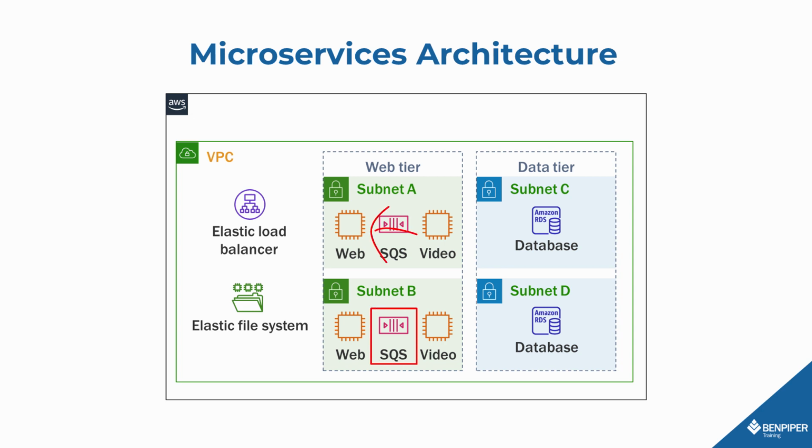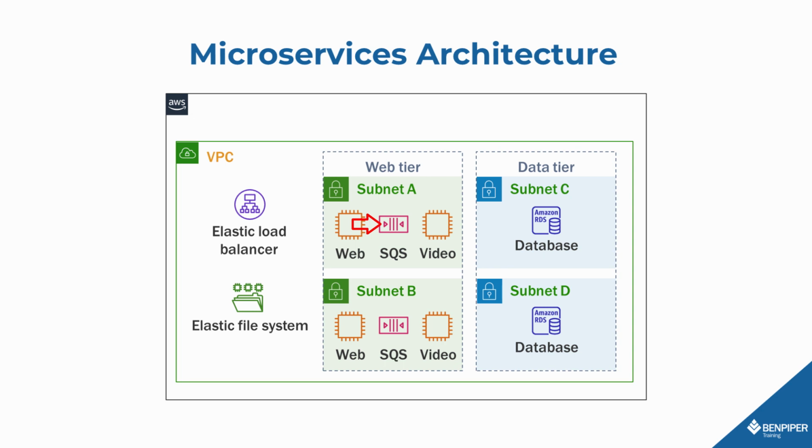That's where the simple queue service, or SQS, comes in. Essentially, SQS lets you pass messages between services. You start by creating a messaging queue. When the web server gets a request to process a video, it places a message in the queue with whatever information the video processing service needs to process the video.